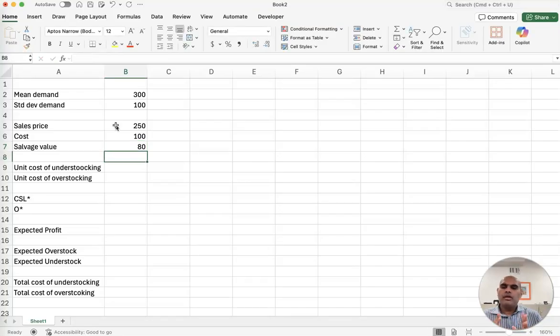This is a very common way with salvage value: you will have an amount that you can claw back, and then you'll also have to pay some cost for holding it for the season. So just keep that in mind.